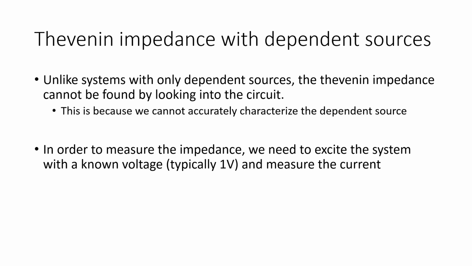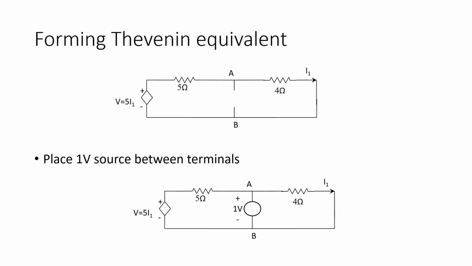So what we're going to do is, when we remove the component, we're going to place a 1 volt source there and measure the current. And then once we have 1 volt and we know the current, that ratio of voltage to current is going to give us the resistance. So this is an example where these are the terminals. I've already removed the component. So we have a dependent source. We have no independent source anywhere in the circuit.